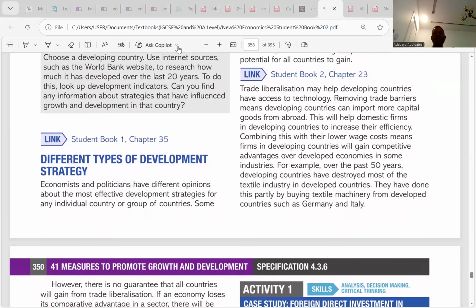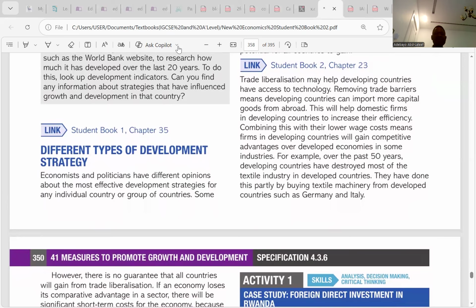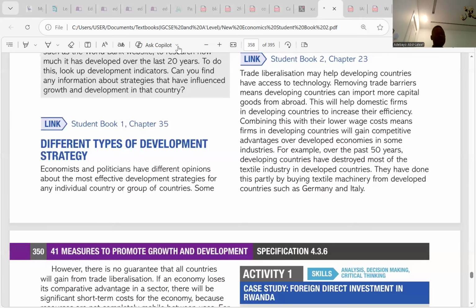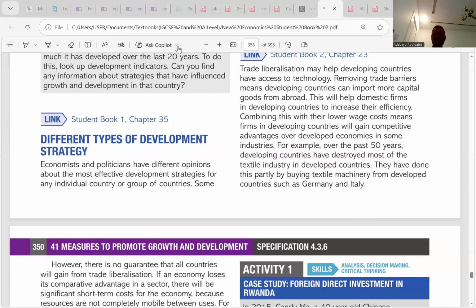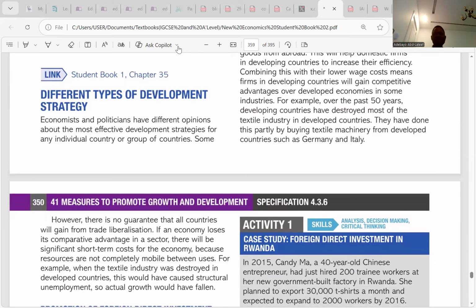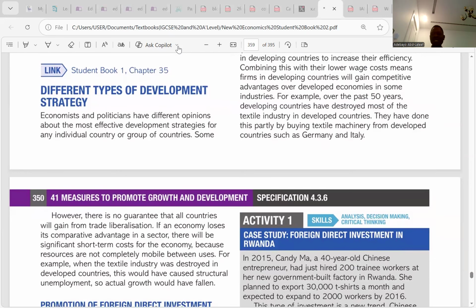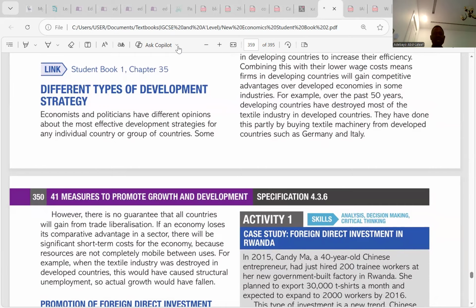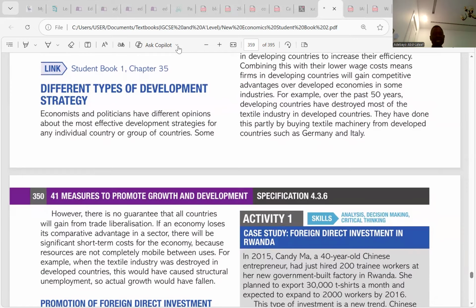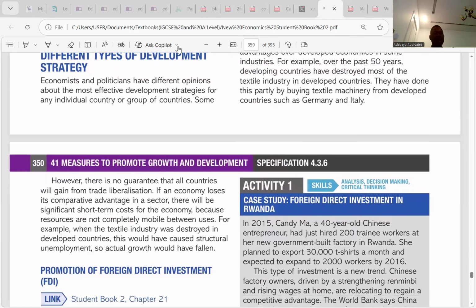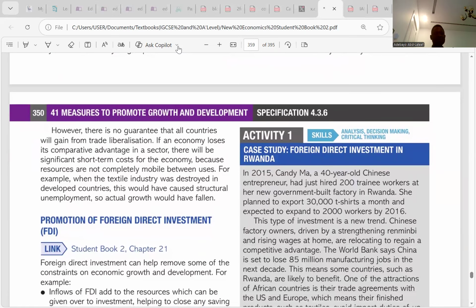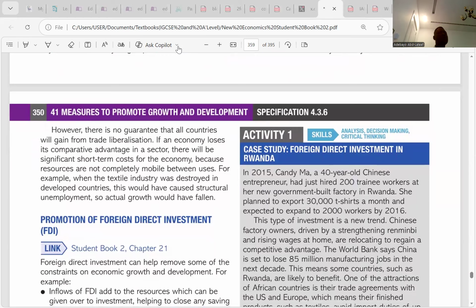Combining this with their lower wage costs means firms in developing countries will gain competitive advantage over developed economies in some industries. For example, over the past 50 years, developing countries have destroyed most of the textile industries in developed countries. They have done this partly by buying textile machinery from developed countries such as Germany and Italy. However, there's no guarantee that all countries will gain from trade liberalization.